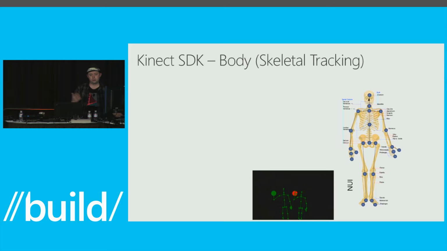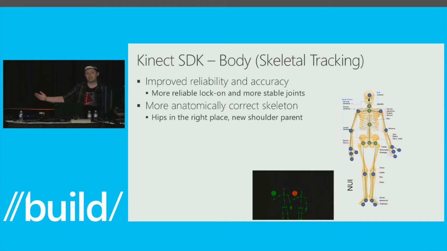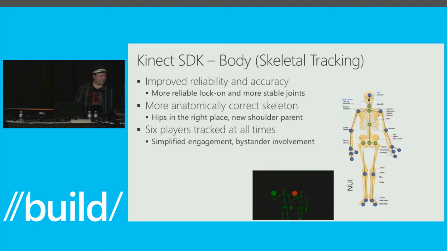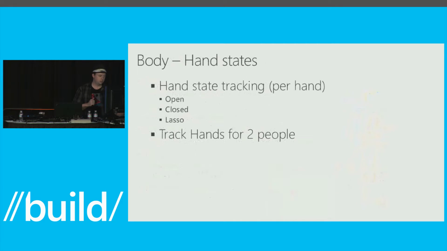For body or skeletal tracking, as it was traditionally known, there's improved reliability and accuracy, more reliable lock-on, and more stable joints. The joints are actually in the right positions. 6 players are tracked at all times, and that also makes the engagement stuff within the context of interactions easier. And we've added a series of joints, and orientation makes the animation stuff easier.